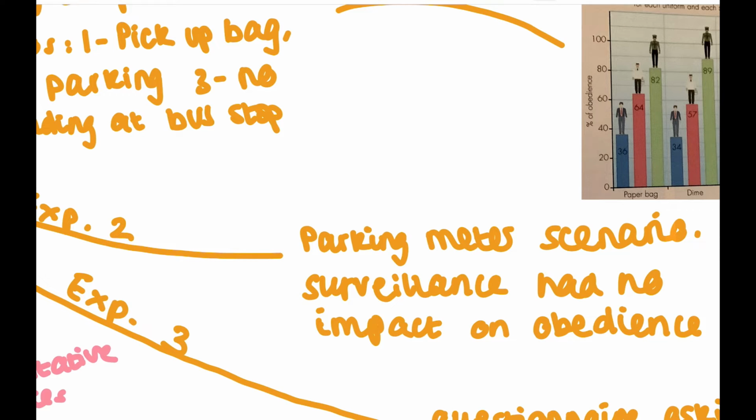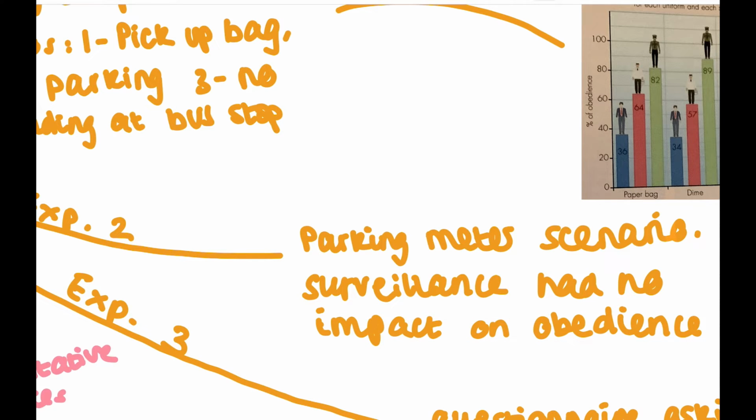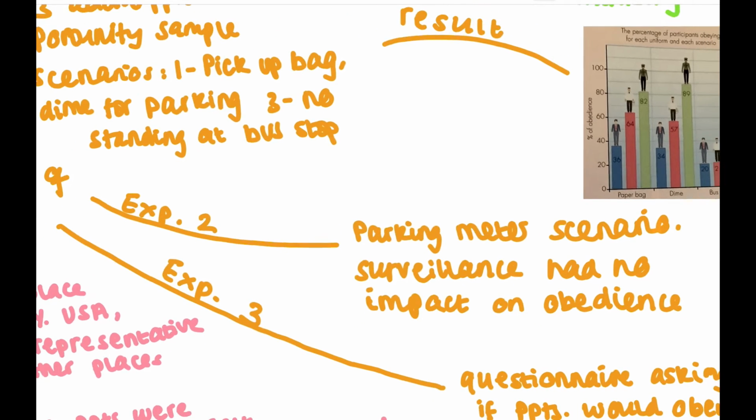But this time, not only did he look at the difference of uniforms, he also looked at the impact of surveillance. So in one condition, he would say, do you have a dime for this gentleman? And then he would walk away. In the other scenario, he would stay there and he would observe. That was the surveillance condition. And actually, he found that surveillance had no impact on obedience. So hanging around and making sure the person followed the instruction had no impact on the rate of obedience.